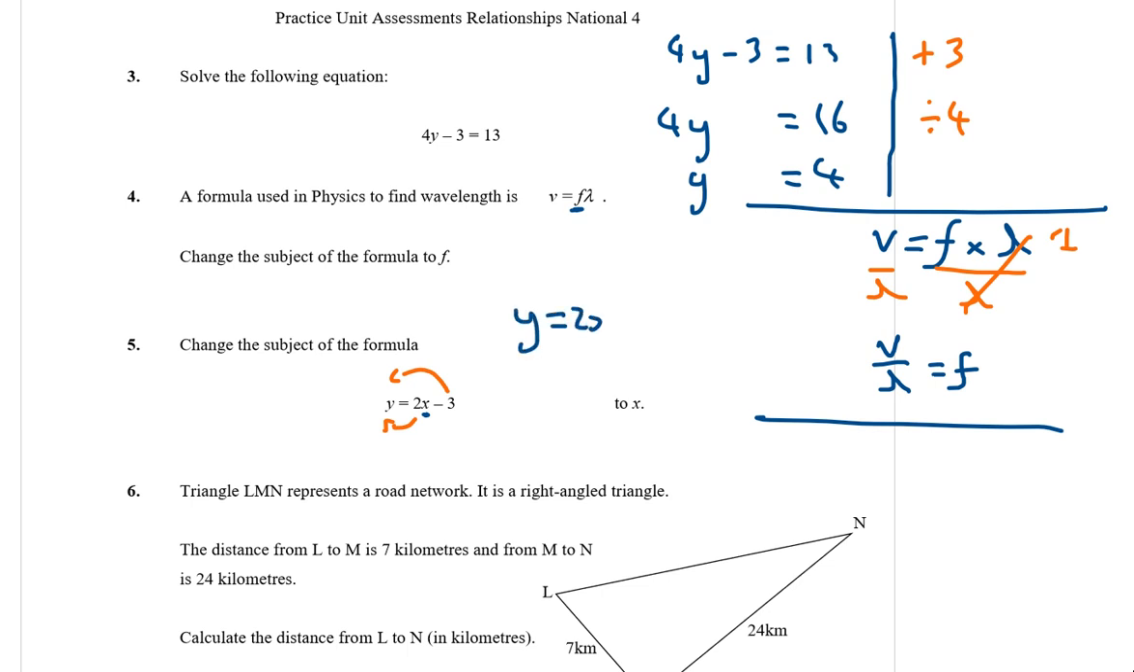So y is equal to 2x take away 3. So get rid of the 3 means adding 3 to both sides. And then get rid of multiply by 2 means divide both sides by 2. So just your 2 steps. Add 3 to both sides. Divide both sides by 2.